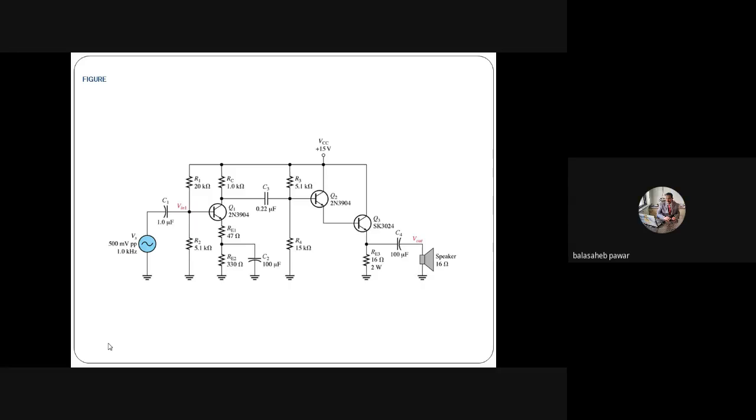Now consider the next case, if that operating point is located just above the center, but below the IC max, and try to locate that VCE on the x-axis. Here, it is less than 7.5. Yes, it will be greater than 0 volt and less than 7.5. Is it okay?